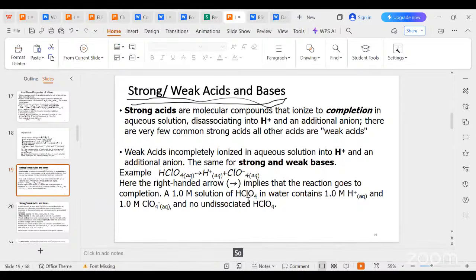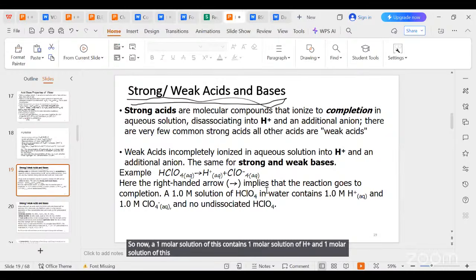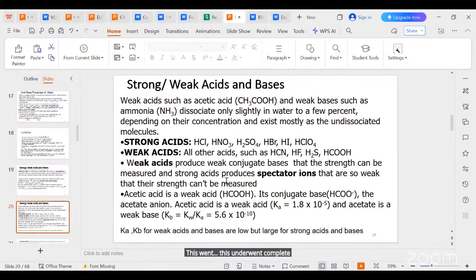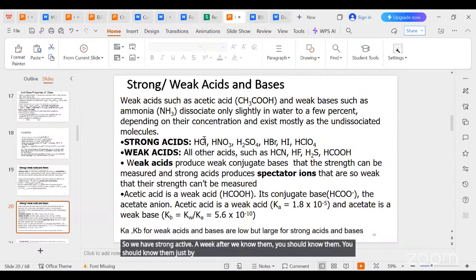So now a 1 molar solution of this contains 1 molar solution of H plus and 1 molar solution of this, and no undissociated HClO solution. That means this underwent complete ionization. So we have strong acid and weak acid. And we know them. You should know them just by looking at them.